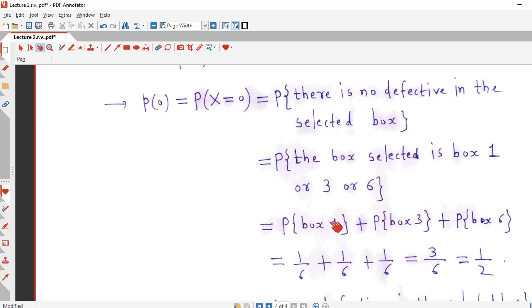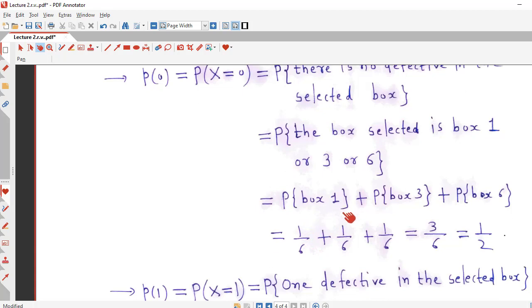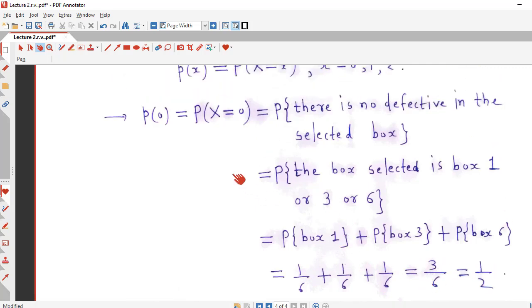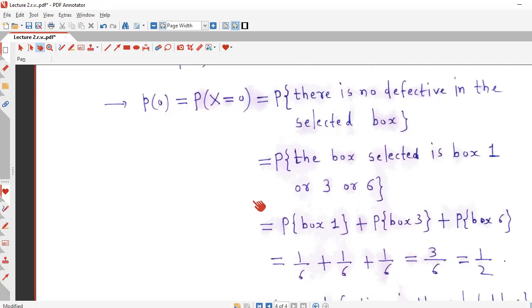Now probability of selecting any box is 1 by 6, because we are selecting only one box. So this is nothing but 3 by 6 and we can cancel out 3. So probability of this event capital X equal to 0 is 1 by 2, or the value of probability mass function at small x equal to 0 is 1 by 2.